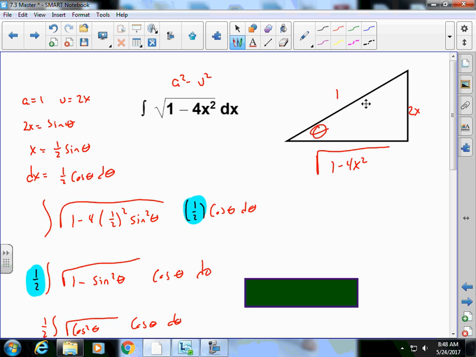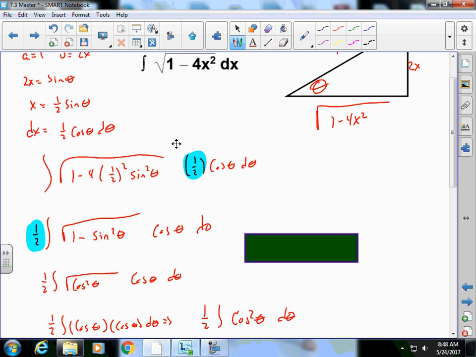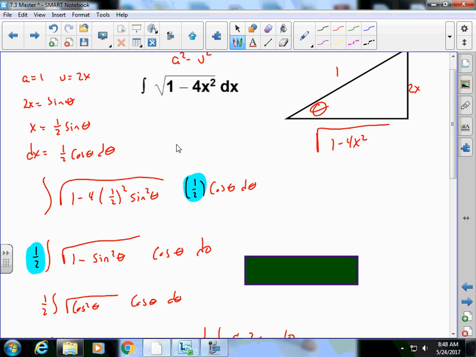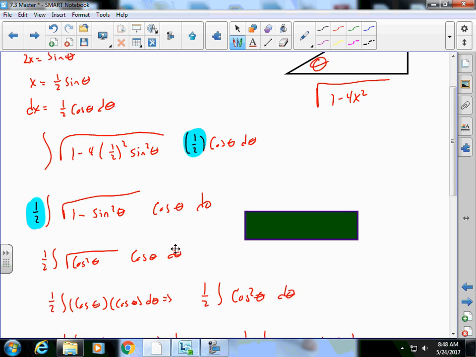I build my triangle on the right-hand side, theta, there's my 2x and 1, and again, this is the part over here that we did the substitution for. Everywhere I see an x, I replace it with 1/2 sine theta. I square everything. That's this here. Dx becomes 1/2 cosine theta d theta. So my next step is I'm going to take this 1/2 and put it on the outside of my integration. 4 times 1/2 squared, that's 4 times a quarter, which is just 1. That's why I have a 1 minus sine squared theta here, cosine theta.